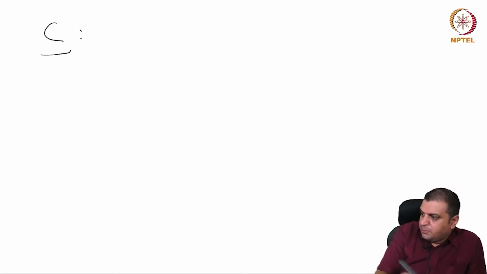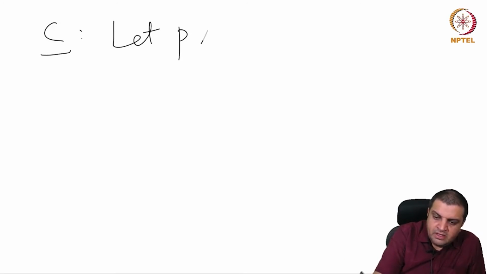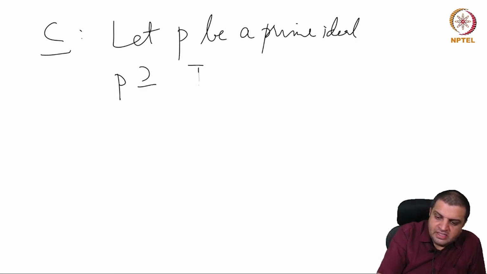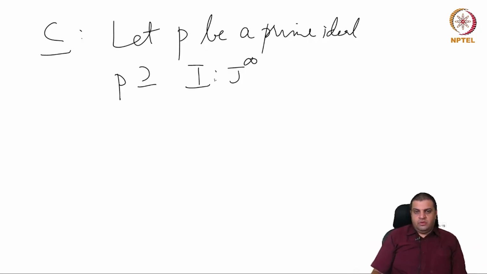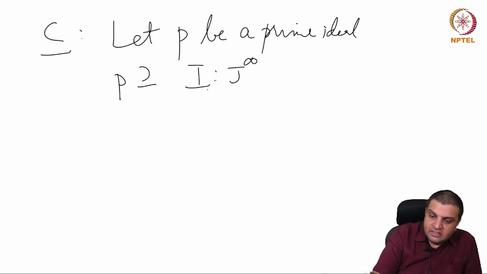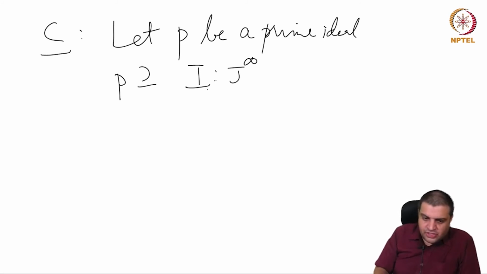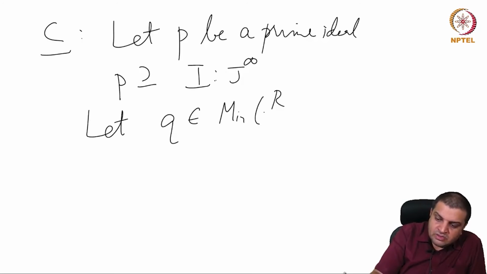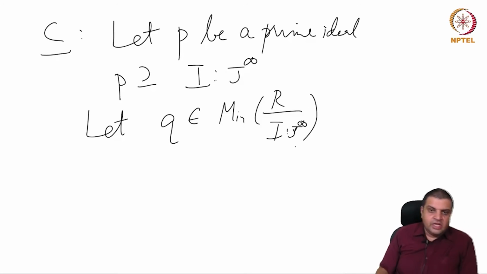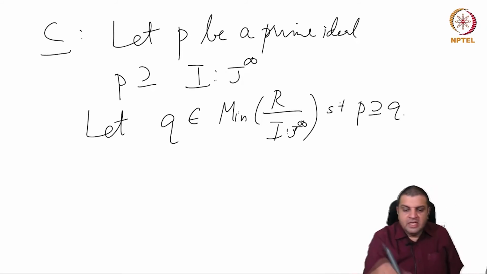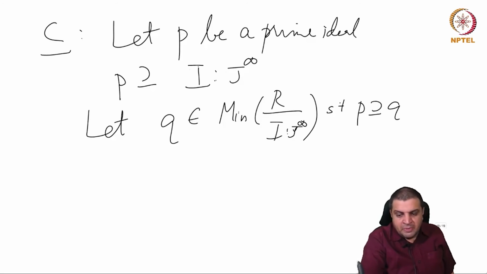Now let's take a prime containing this. So let P be a prime ideal such that P contains I : j-saturation. What does that mean? It means there should be a minimal prime containing this, which contains I : j. So let Q be a minimal prime over this I : j, such that P contains Q. P is some prime ideal containing this, therefore there must be a minimal prime containing this which is inside P.